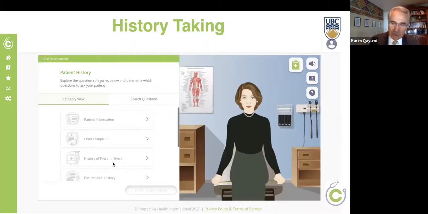You have to make the judgment what are the important and right questions to ask. And in the end, you will have feedback on the questions that you asked that you were not supposed to be asking, the questions that you asked that you were supposed to be asking, and the question that was the most important to ask. This is good for the beginners, for novices, year 1 and 2, so that you can learn the art of history taking.